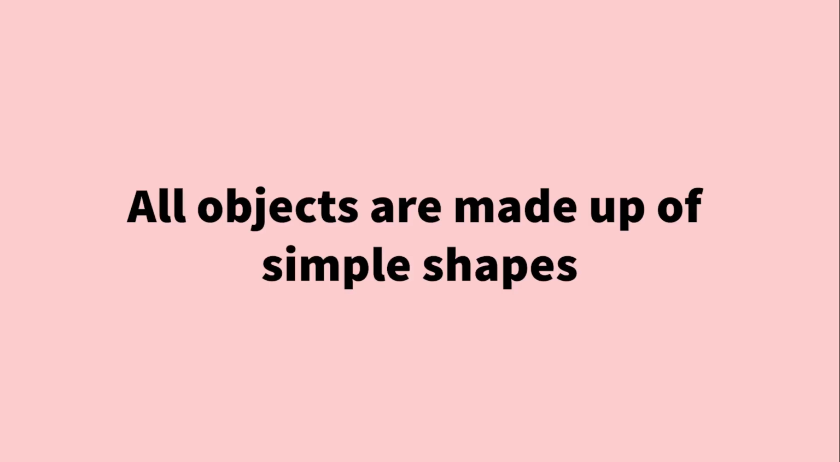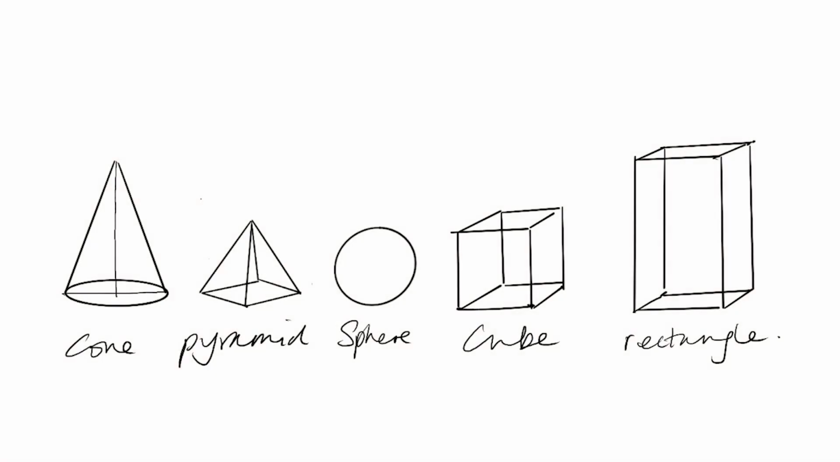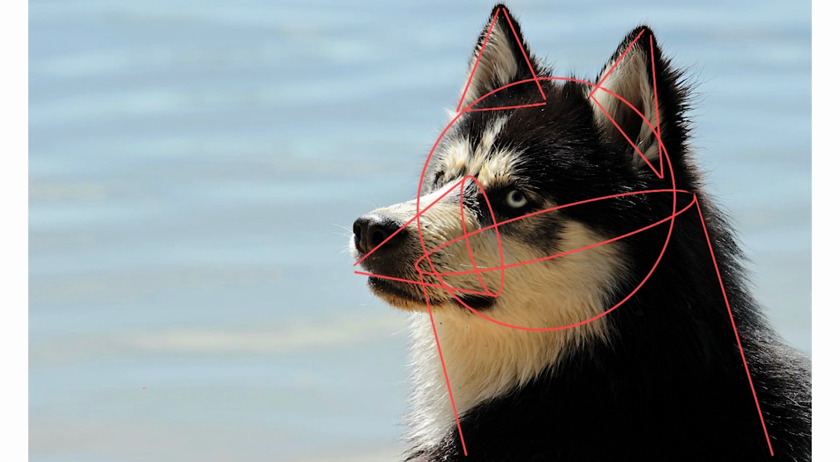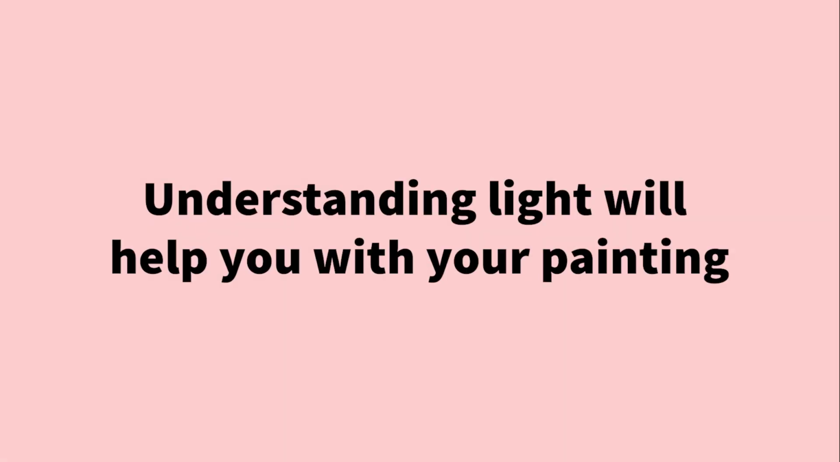Remember that all objects are made up of very simple shapes. These shapes are a cone, pyramid, sphere, cube, and rectangle. You will find most things you try and paint can be simplified in these shapes. For example, a dog's head is a combination of a sphere and a cone. If you understand what light does when it hits these objects, you'll have a better chance of painting them correctly.